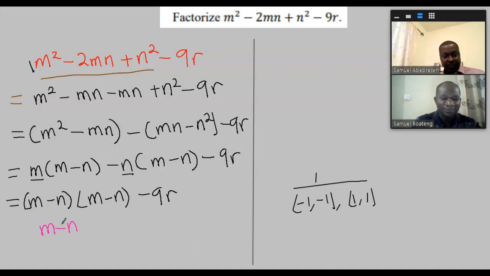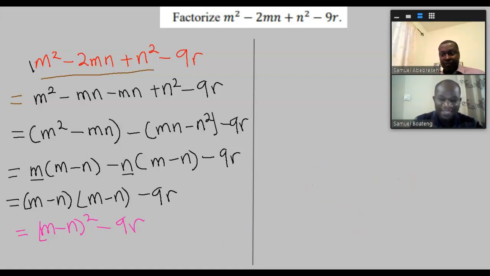Now look at the expression very well. m minus n all squared is a perfect square. And then 9 is a perfect square. It's only r which is not a perfect square. So we need to do something about it. We can use difference of two squares. So we can rewrite this. Let's go to the next step.